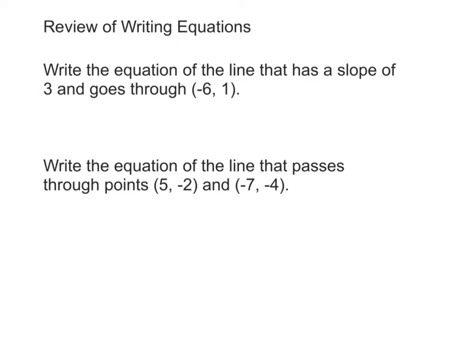All right, this is a review of writing equations, and we're writing linear equations in this unit. The first example: write the equation of a line that has a slope of 3 and goes through (-6, 1). This one I'm just using as a starter to remind you that if you have a slope and a y-intercept, you would typically use the form y = mx + b, which is our slope-intercept form.